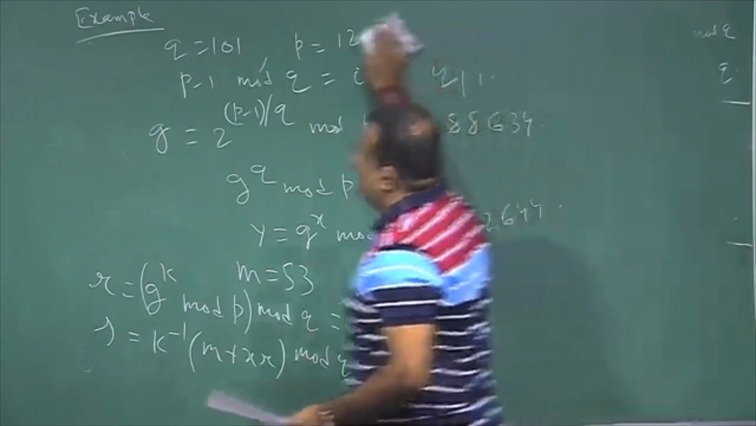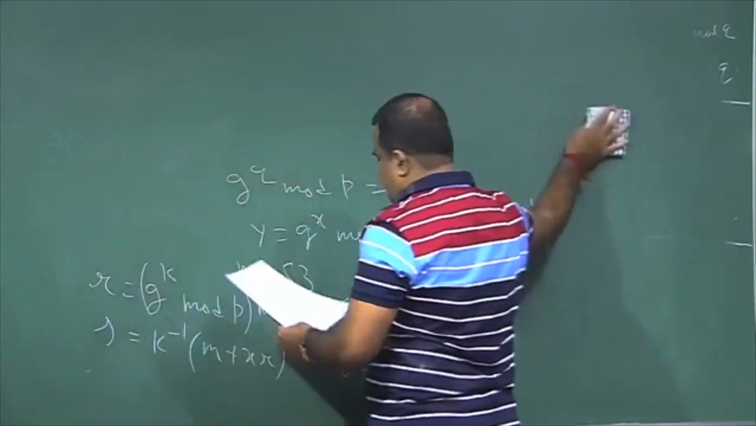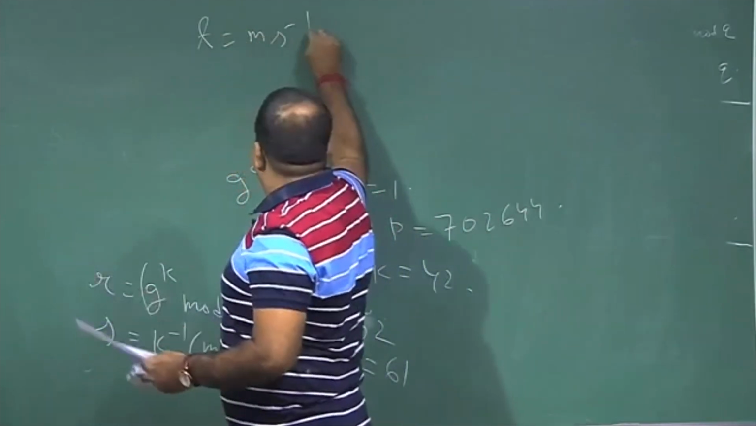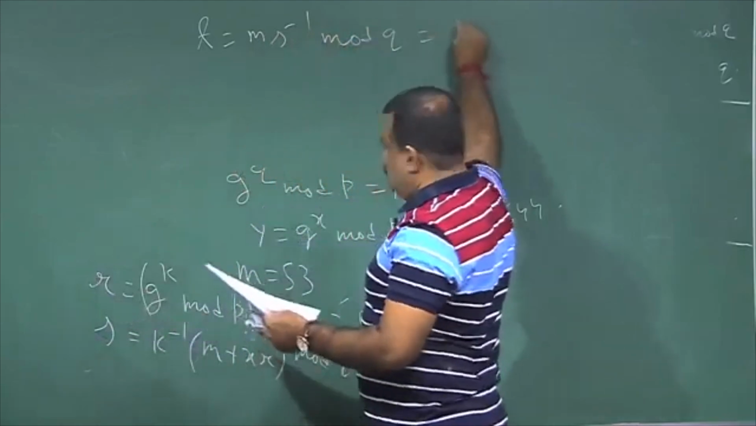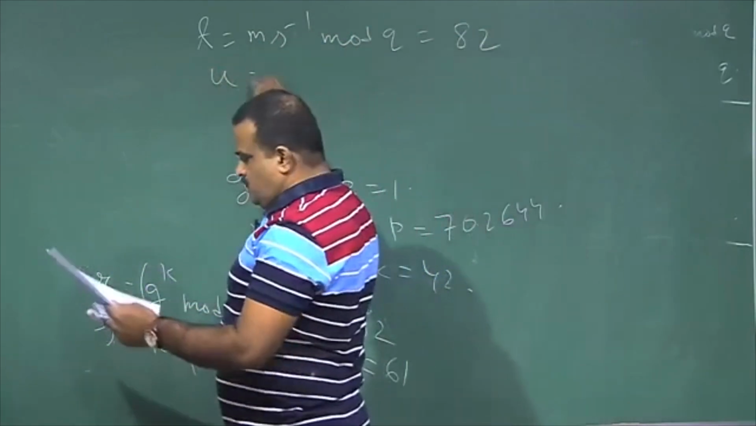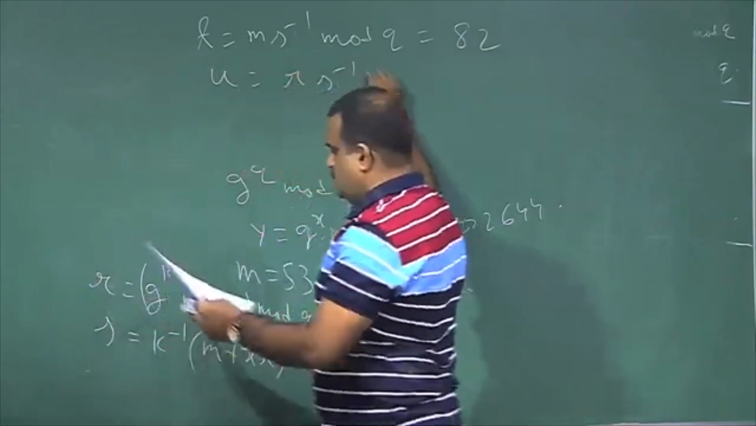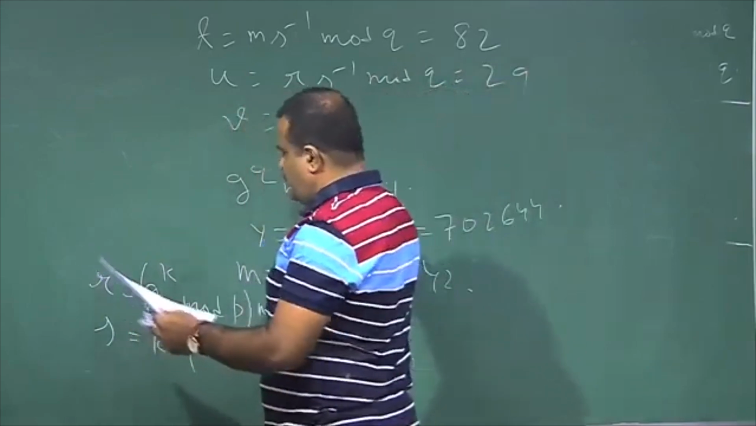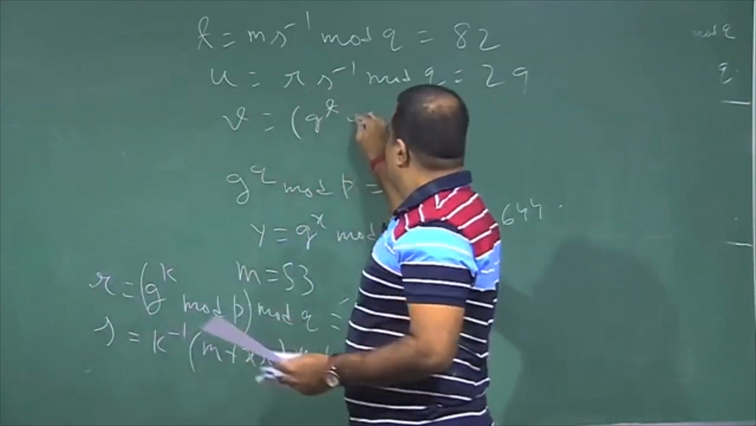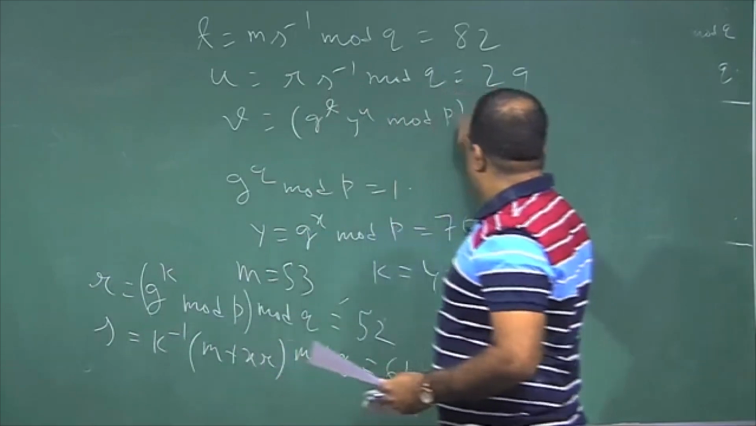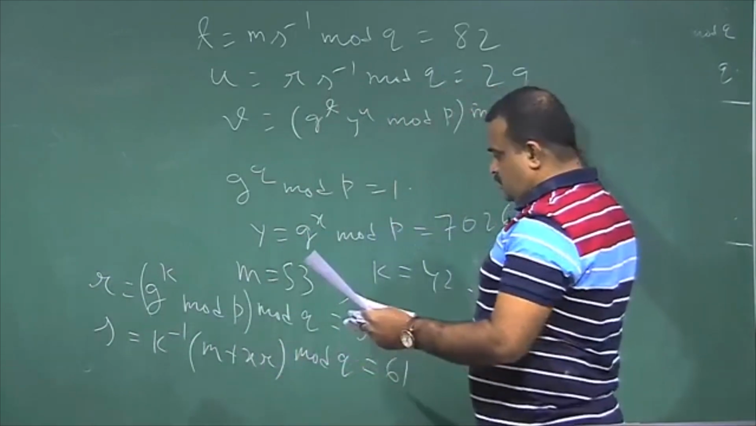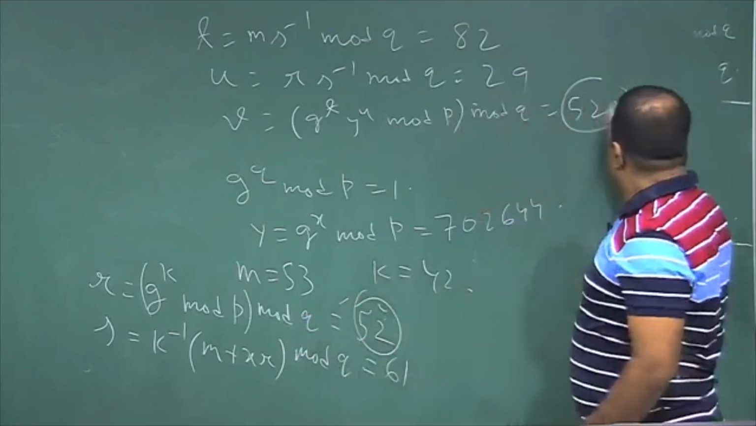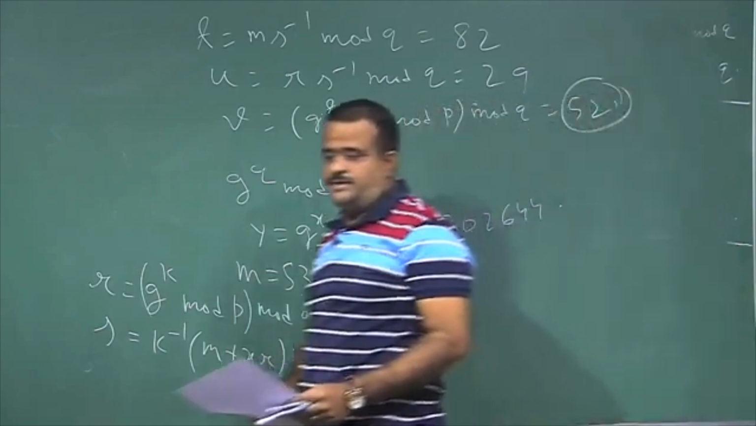Upon receiving 52 and 61, the verifier will be verifying this by calculating t equal to m s inverse mod q, which is basically 82, and u equal to r s inverse mod q, which is basically 29. Then compute v: g to the power t, y to the power u mod p, mod q. So this is 52, which is the same as this r. So the verification is done. Okay.